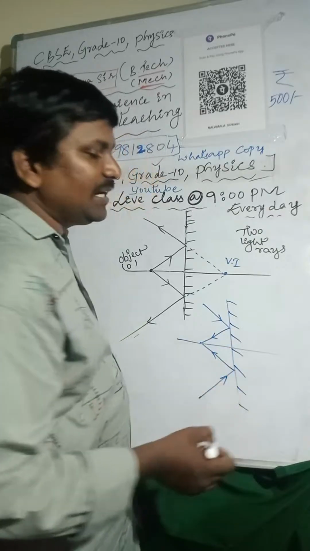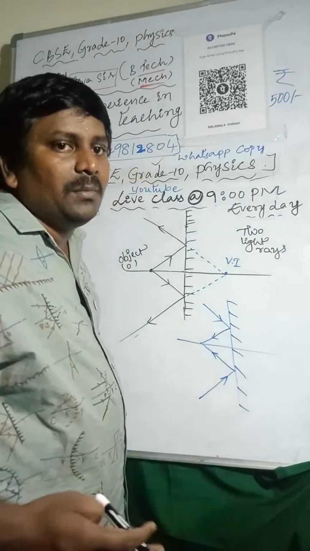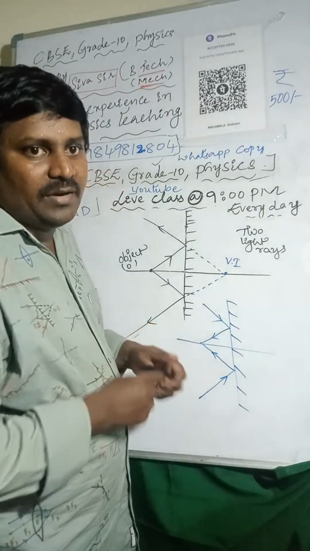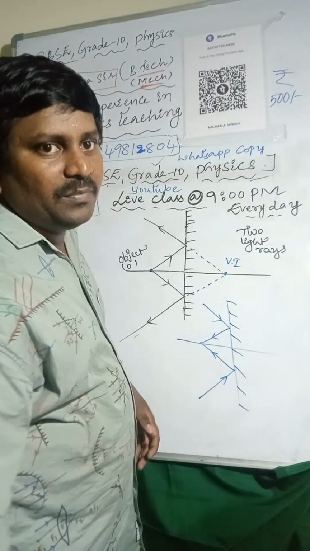How many light rays are required to form the image of the object? Minimum 2 light rays are required to form the image of the object.